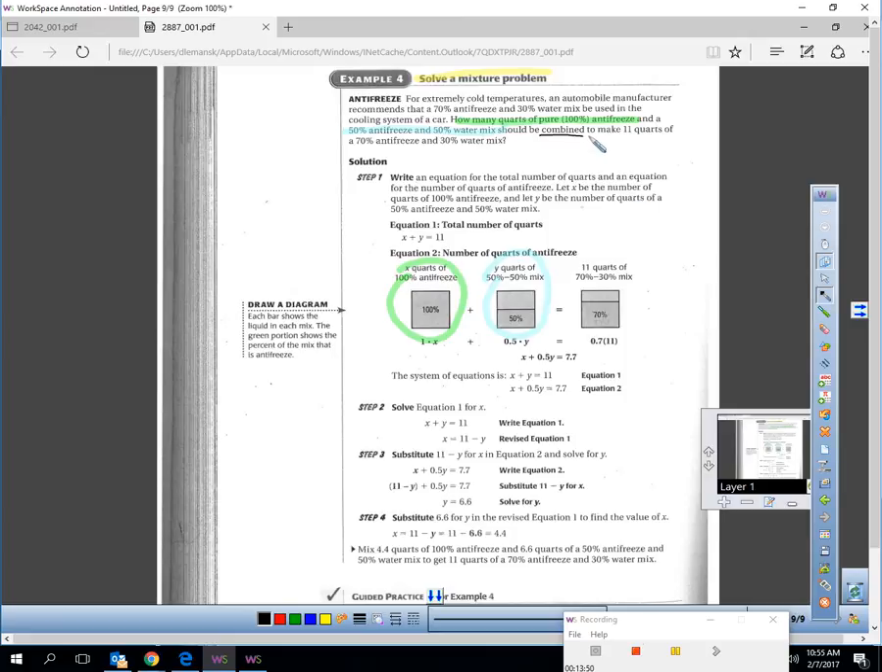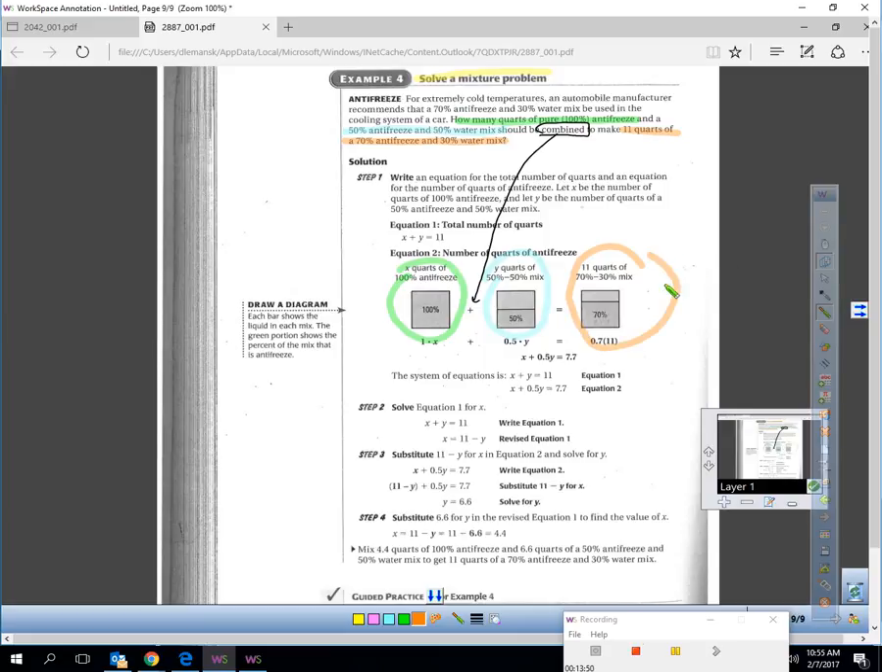Now think about it. What arithmetic is combined? I hope you're coming up with adding. So we're adding these together, and we want to make, and I'll do this in orange, we want to make 11 quarts of a 70% antifreeze and 30% water mix. So there's my statement. Now let's think about this. This is how I wrote it out earlier in the year. I don't know how many quarts of this I have. I call it X. I don't know how many quarts of this either. I'll call this Y, and there's 11 quarts in this container. There's your first equation right there. X plus Y has to equal 11.